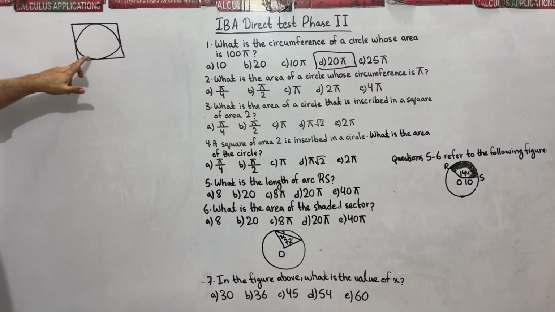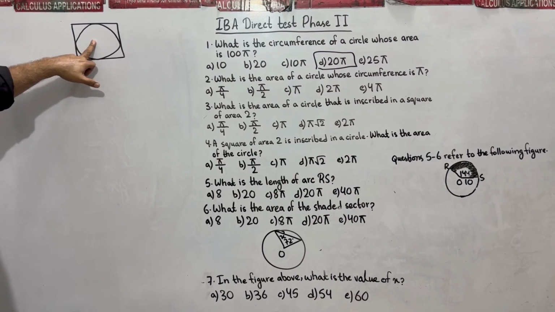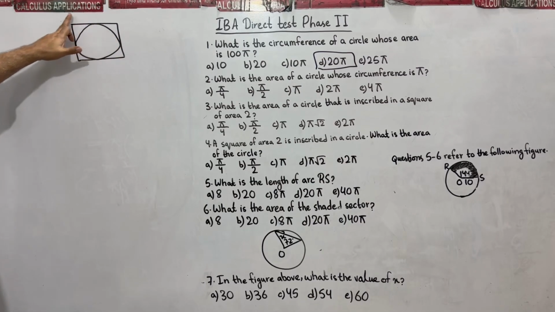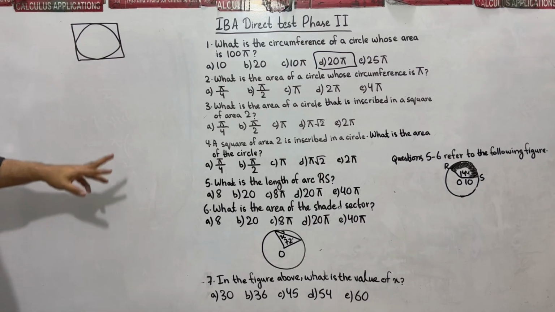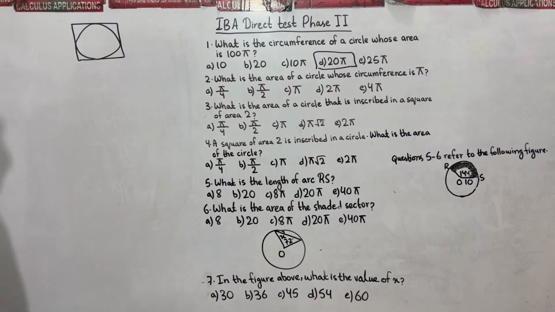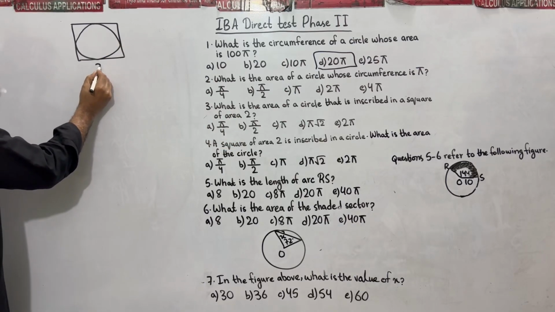The figure that lies inside touching every vertex is known as inscribed. Here the circle has been inscribed in a square. What is the area of the circle? We are interested in the area of the circle, while the area of a square is 2. Square means all sides are equal.